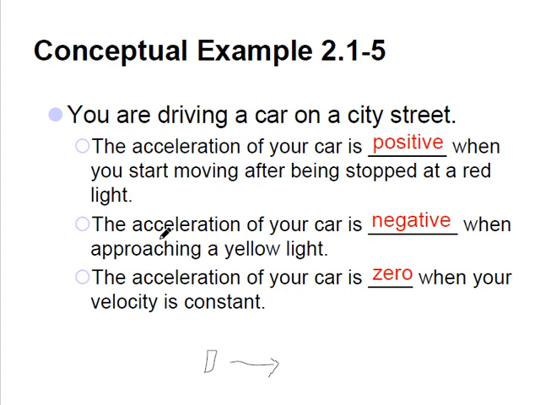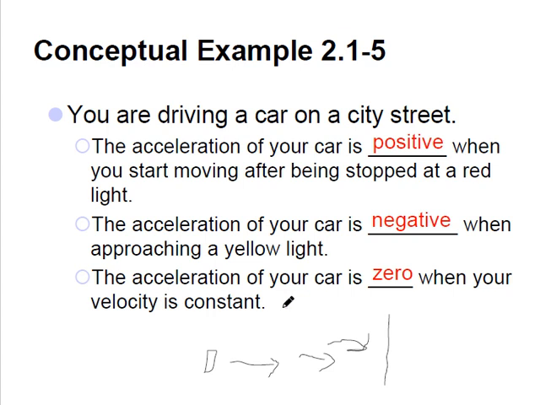The second one is: the acceleration of your car is blank when approaching a yellow light. So now you drove and then you saw a yellow light. You're going to slow down, and you're going to stop eventually, of course, because it's yellow. So you're approaching a yellow light and you slow down. Here the velocity is definitely decreasing, so your acceleration is going to be negative. It means deceleration. This is acceleration.